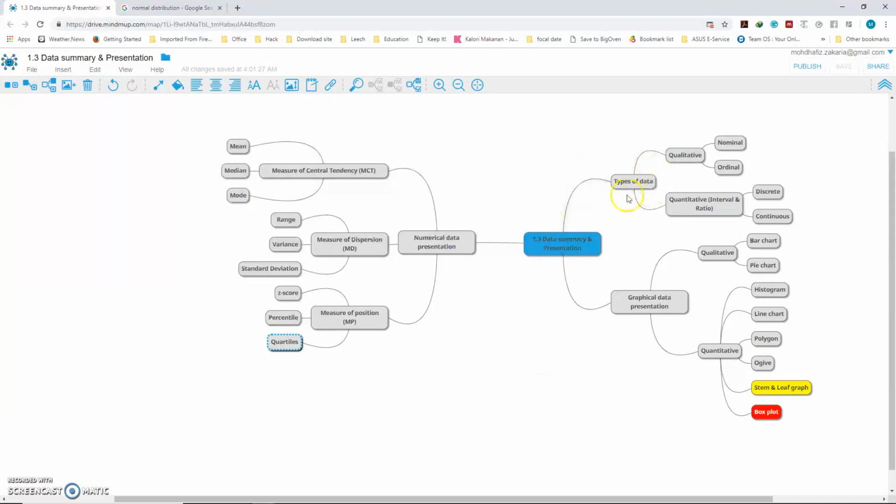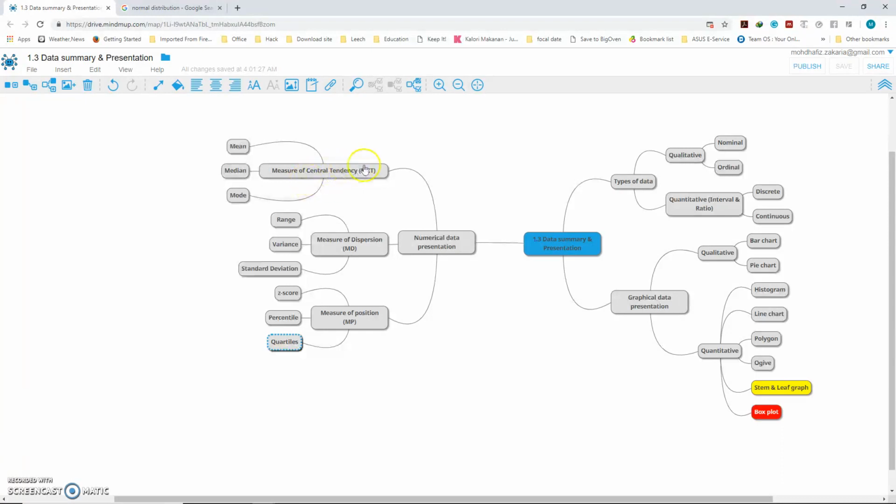So basically, we have types of data, graphical data presentation, and numerical data presentation. Within types of data, you need to be able to identify what is qualitative, nominal, ordinal, or quantitative, discrete, continuous. For graphical data presentation, you will also need to differentiate the qualitative and quantitative kinds of data before you can decide on which graph you are going to use. And next, the numerical data presentation has 3 kinds of measures that can be used together, or you can use either 1 or 2, it doesn't matter, depending on the need of your data.